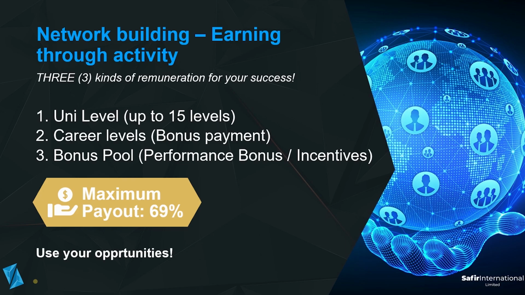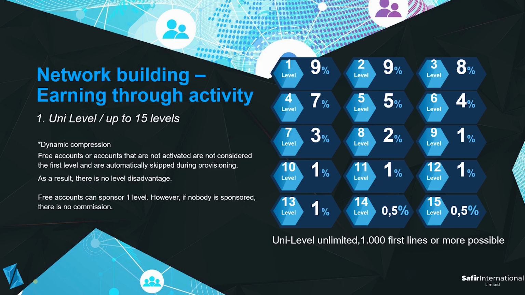So here you see the uni-level plan. You see level 1, 2, 3 until 15, and the decreasing percentage that you're getting per sale. So level number 1, you're getting 9%, level number 2 also 9%, and so on. It's gonna decrease slightly until you're at level 15 with 0.5%.